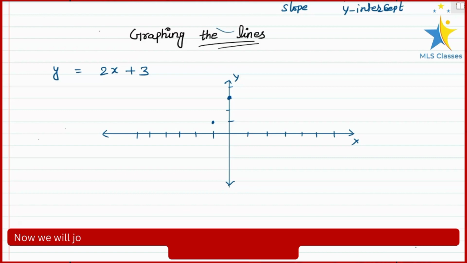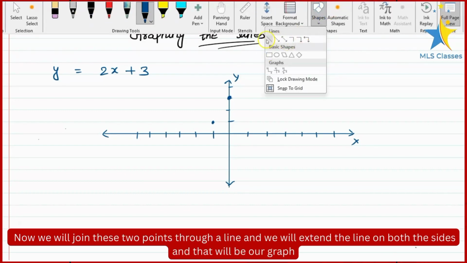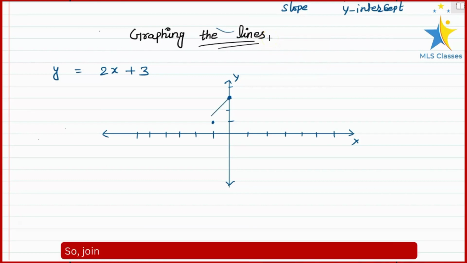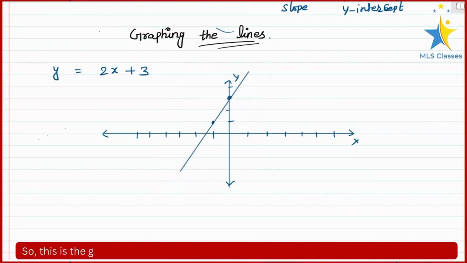Now we will join these 2 points through a line and extend the line on both sides, and that will be our graph. So joining these 2 points and extending the line on both sides, this is the graph of this equation.